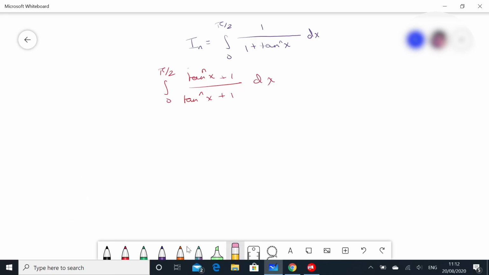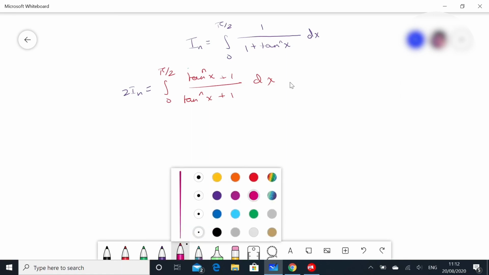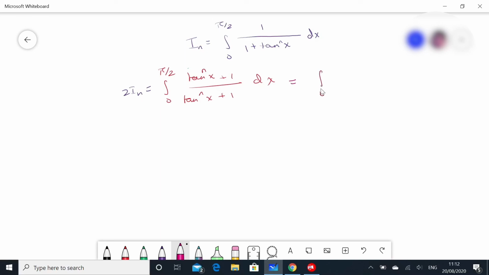And I hope you guys have noticed it. Let me just add it to I of n here. Those two are the same. Yep. So what's going to happen now? They're going to get cancelled down. That's what's going to happen. So this is going to equal the integral from 0 to pi over 2 of 1 dx. And that's simply x evaluated between 0 to pi over 2. And obviously 0 is 0, pi over 2 is pi over 2.